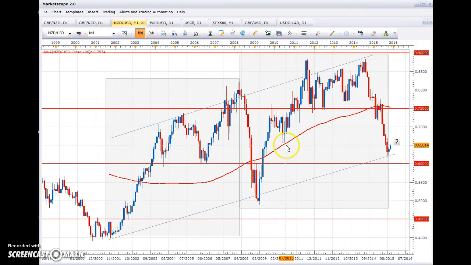This is obviously the 100-day moving average, and we've gone below it for a little bit. So not to say we'll stay below it, but certainly it's an important point here where we might need to decide where we're standing with things.